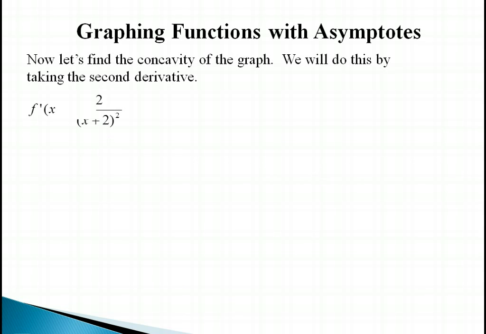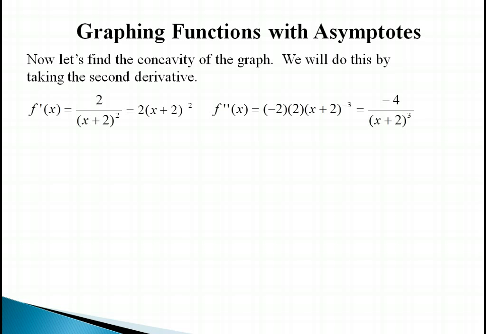Okay, so now what we want to do is look at the concavity of the graph, and we're going to take the second derivative. I'm going to rewrite my first derivative as 2 times (x plus 2) to the negative 2, just so I can make it a little bit easier to take the derivative, and now all I have to do is use the chain rule. So I'm going to bring the negative 2 in front as a product with the 2, and reduce my exponent by 1. And then I simplified.